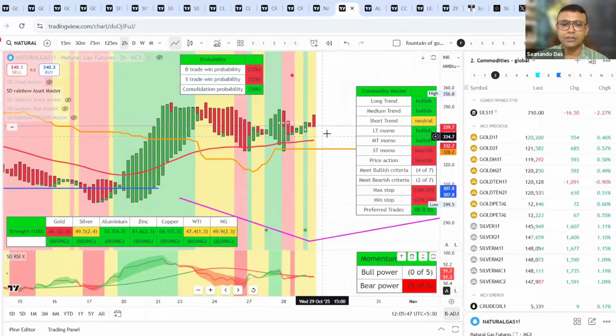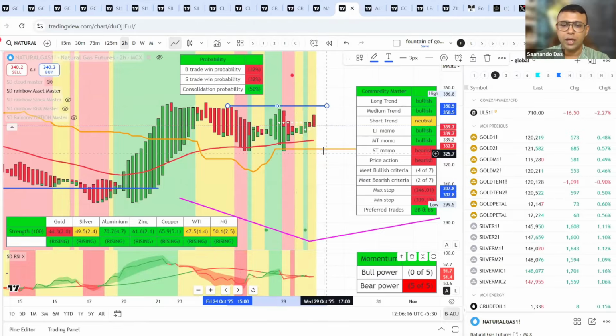Now we are looking at the natural gas 2-hourly chart. Very, very mixed market. Buy trade win probability is showing 32%, sell trade around 32%, and consolidation is around 50%. A very mixed market situation. We should wait for a breakout of this zone, the zone that has been created, and below we have strong support around 328. So I'll expect more range bound price action in natural gas.